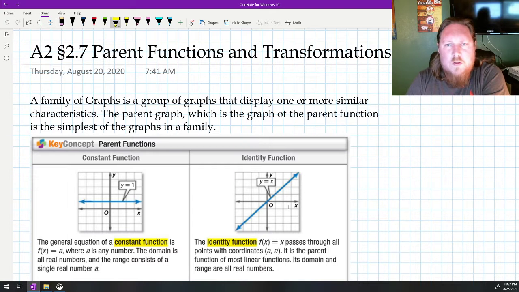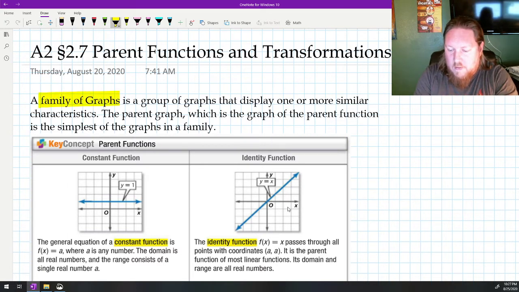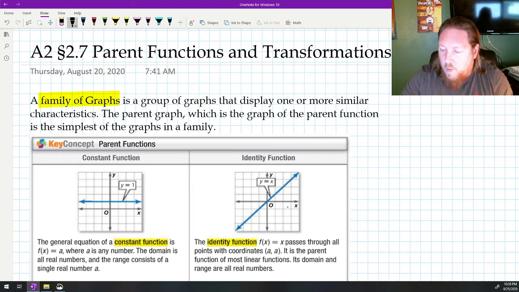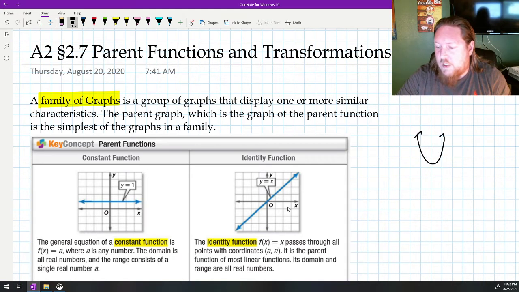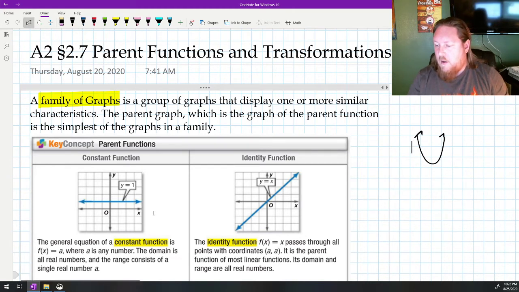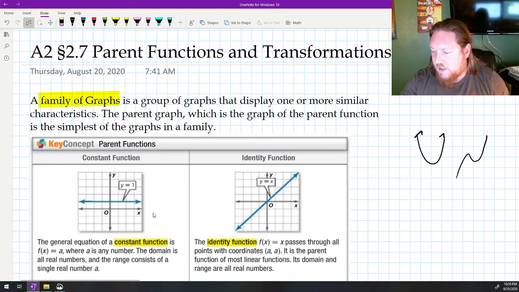So, we always try to figure out generic families of graphs, and that's what we're talking about here today. A family of graphs is just like a group that all have similar characteristics. Like a quadratic is always a U shape, right? That's how I can visually see. Bam, that's a quadratic. Cubics are always like this weird sideways S shape, even if it's going down.